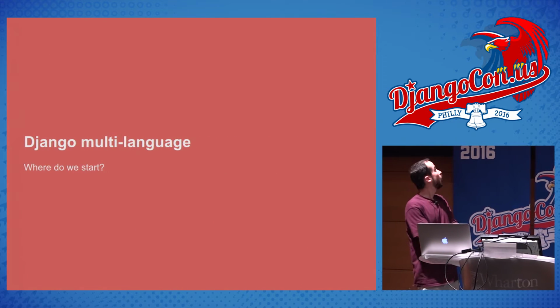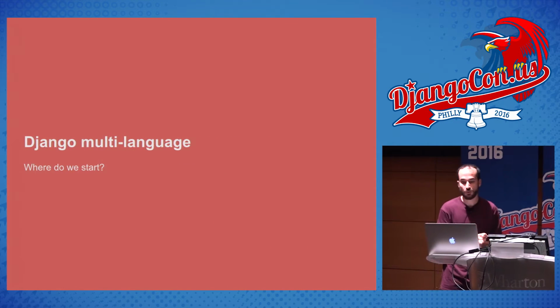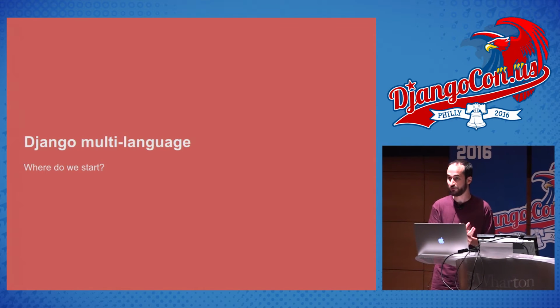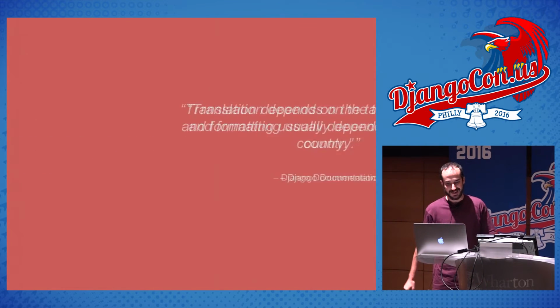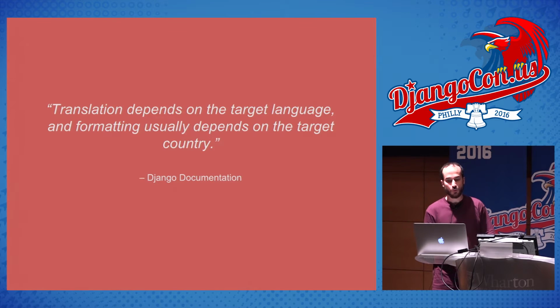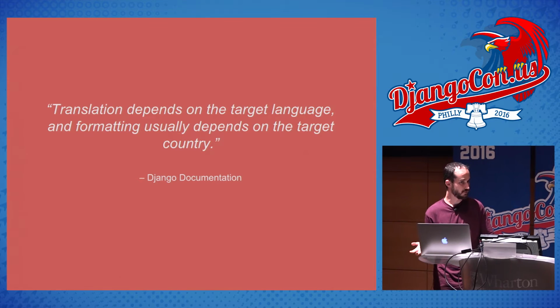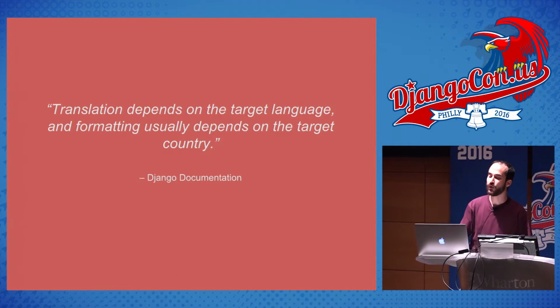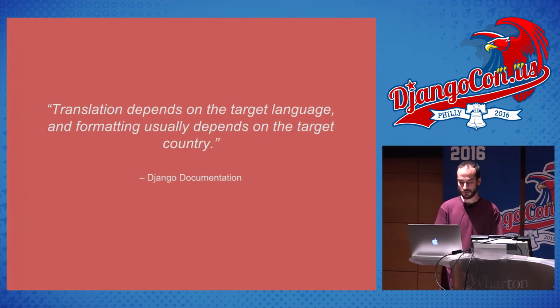Okay. So there we start. How many of you have worked with Django and right-to-left languages? Not that many. That's good. As very well stated in the Django docs, translation depends on the target language, and formatting usually depends on the target country, and that is totally correct, right? Different calendar systems, so we really need to know what the target is, what the audience is, in order to address interface problems for them.